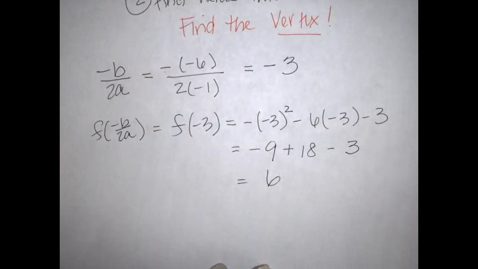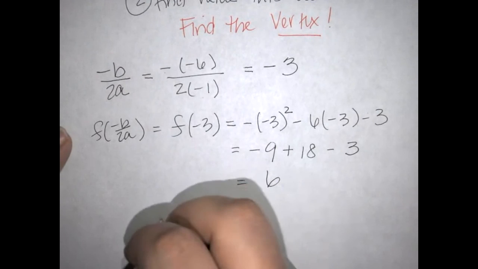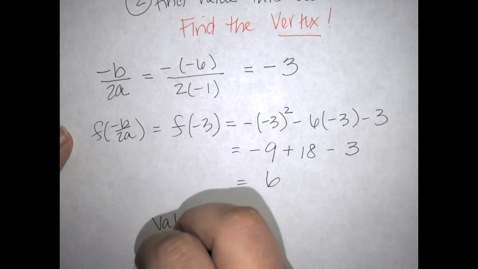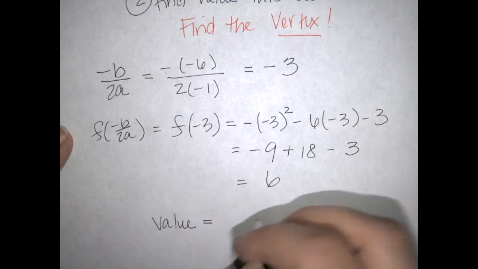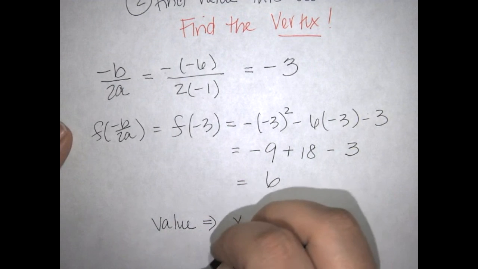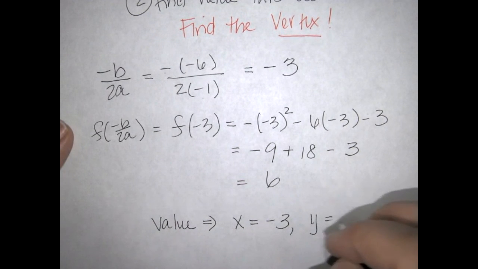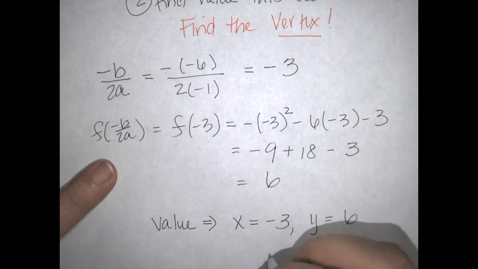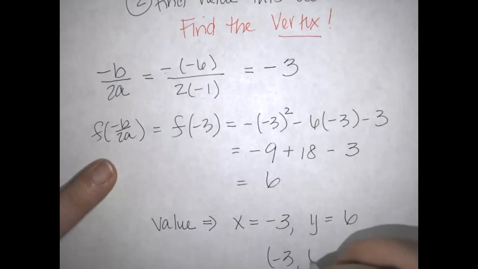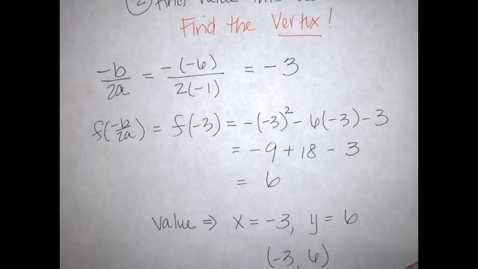So my vertex, or the point at which it occurs, is when x is negative 3 and y is 6, or the vertex point negative 3, 6, depending on how you're asked to enter it. Okay. So those were some of the biggest problems that were asked.